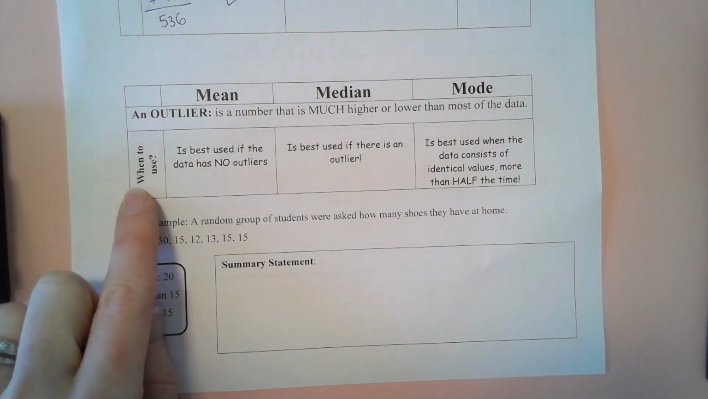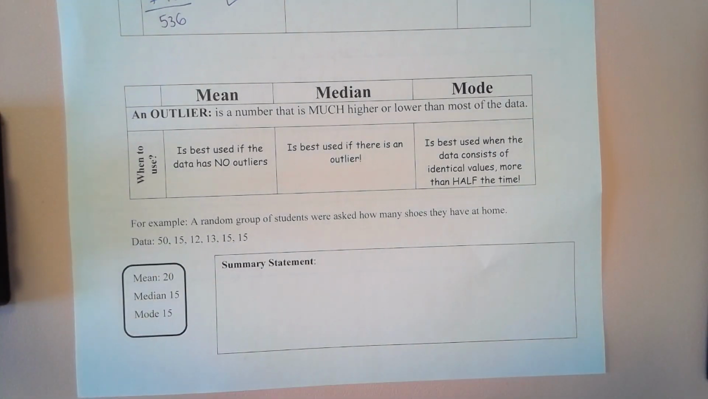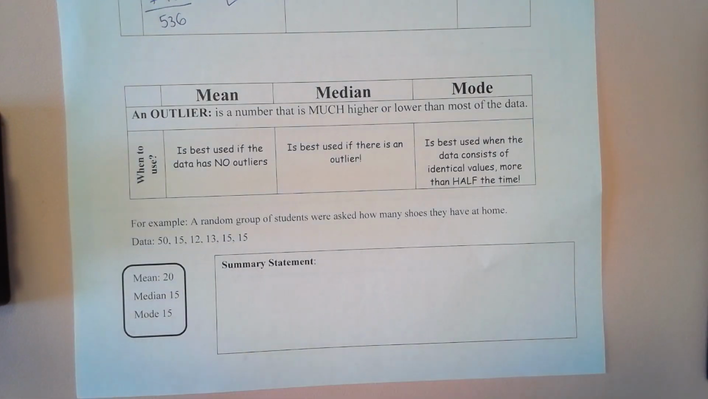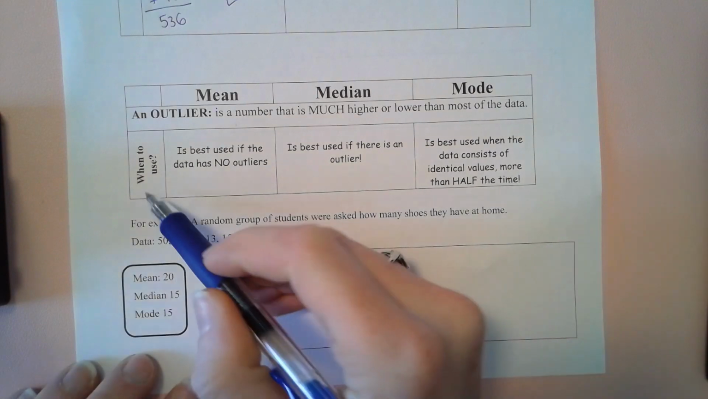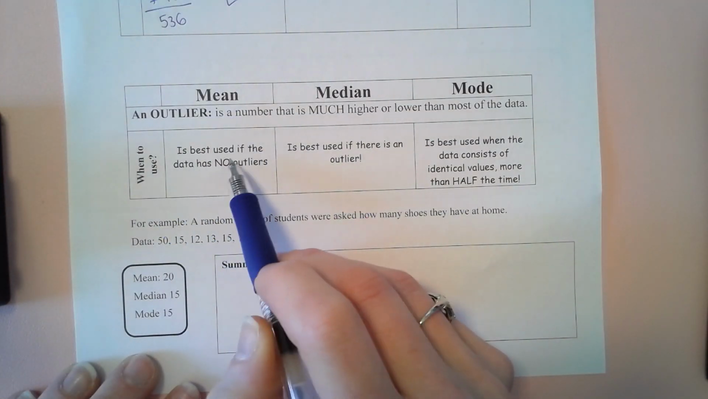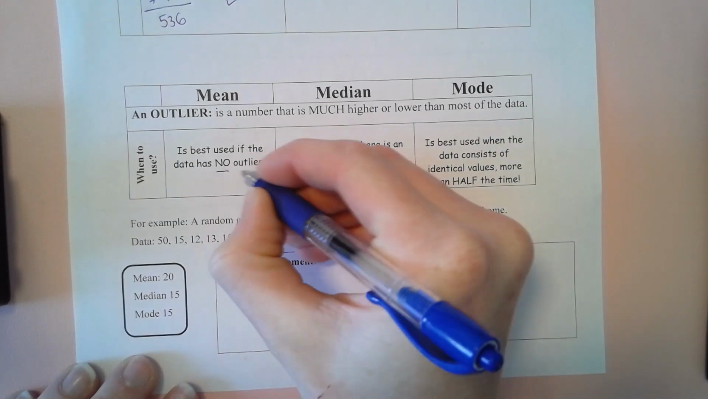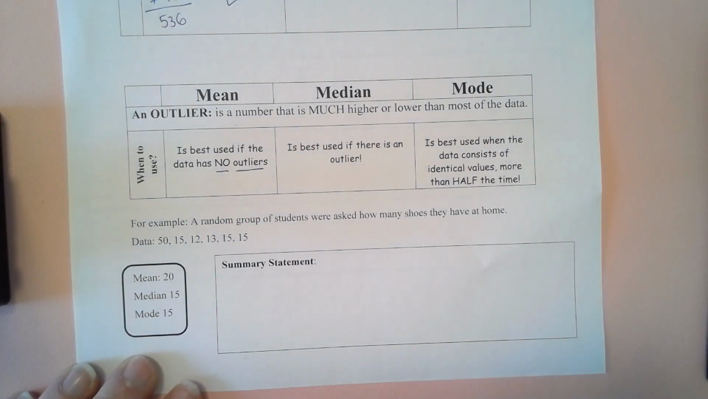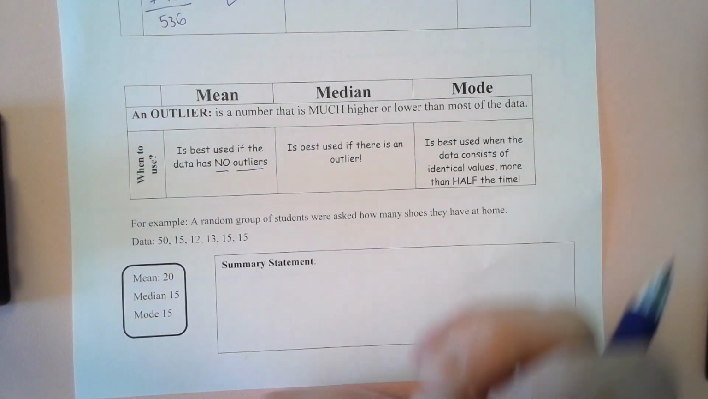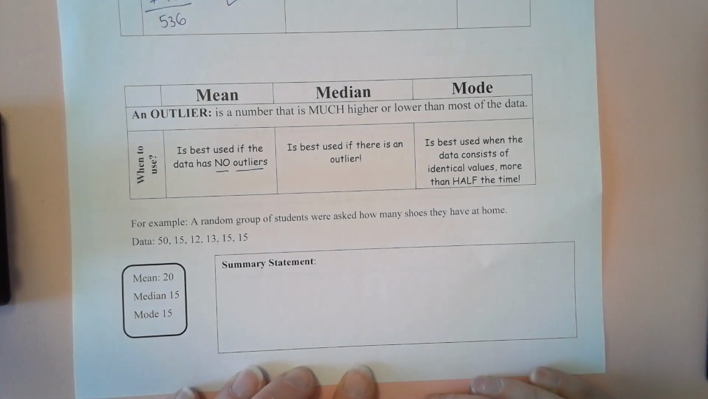So here's a little quick briefing on when to use which measure of center. And you're going to use this chart today to really talk about which measurement of center you're going to need. When to use. So I'm going to use mean. It's best used if the data has no outliers. So there's no number that is really large or really small compared to the rest of the data. That's when I would use the mean. Because what does that involve? It involves every number. All the numbers get added up together and all the numbers get divided by one number.